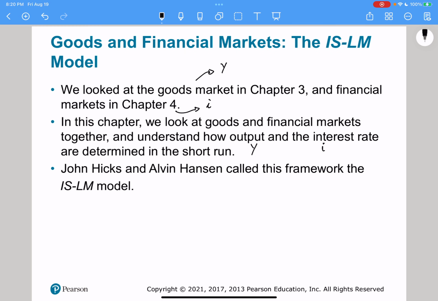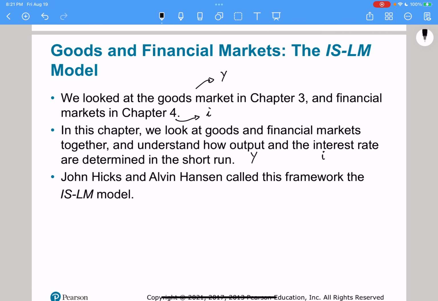So, in the third chapter, we have discussed how the goods market determines the output. And the output was the variable Y in our model. In chapter number 4, we have discussed how the financial markets determine the interest rate. That is the letter i in our model. Now we're putting together these two markets, the financial and goods market, and then we are going to determine with the IS-LM model at the same time both the variables Y and i, output and interest rate.